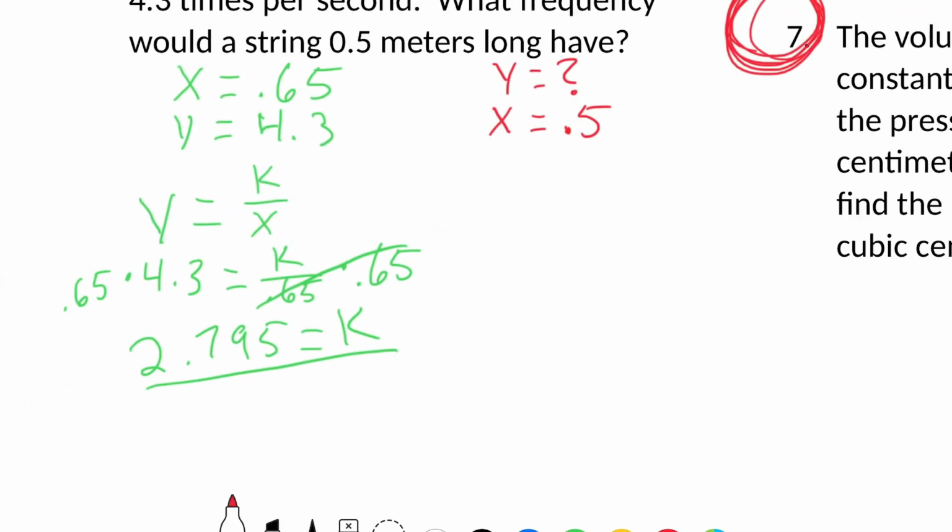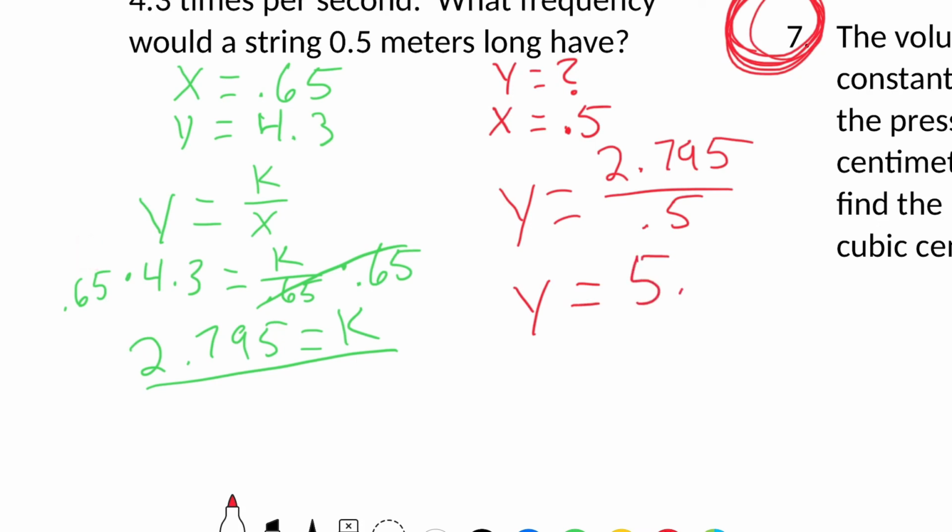So then we can use it to find our y. Y we do not know. X we have. 2.795 all over our 0.5. So our y equals 5.59.